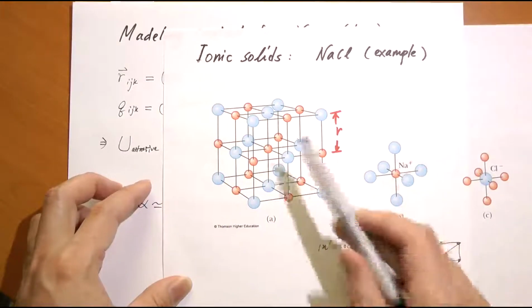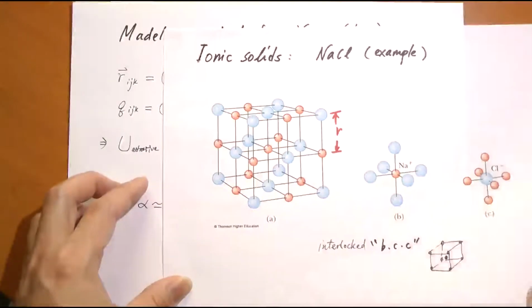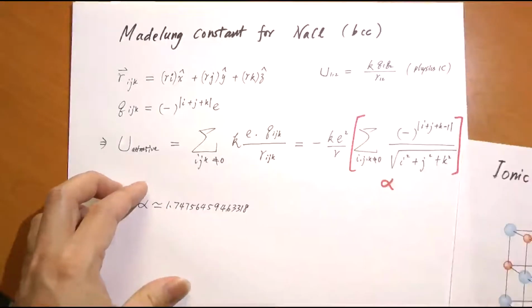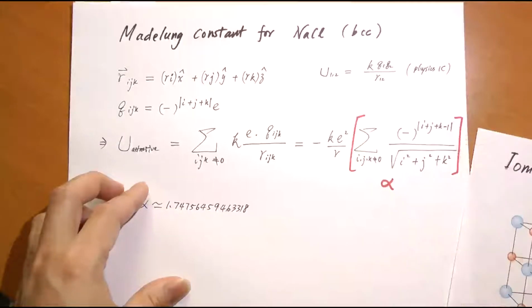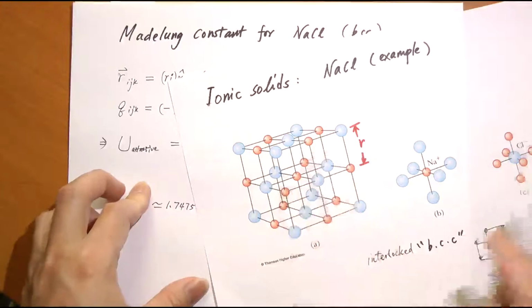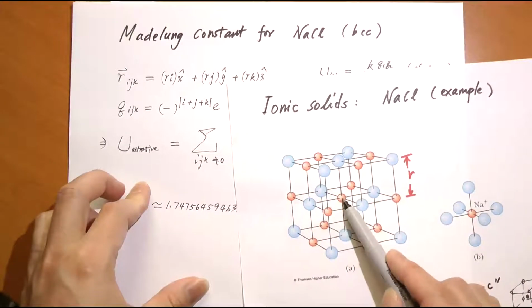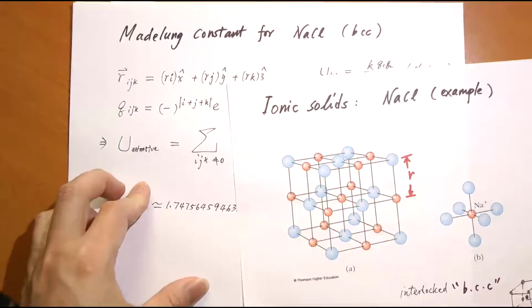So there are an infinite number of terms. It starts from here and extends in all directions to infinity. Each term is of this form: Q1 Q2 divided by R12. Q1 is this charge. Q2 is the charge of the other ion. What is R12? R12 is the distance between the center of the coordinate system, which is this charge, and the other charge involved in the sum.